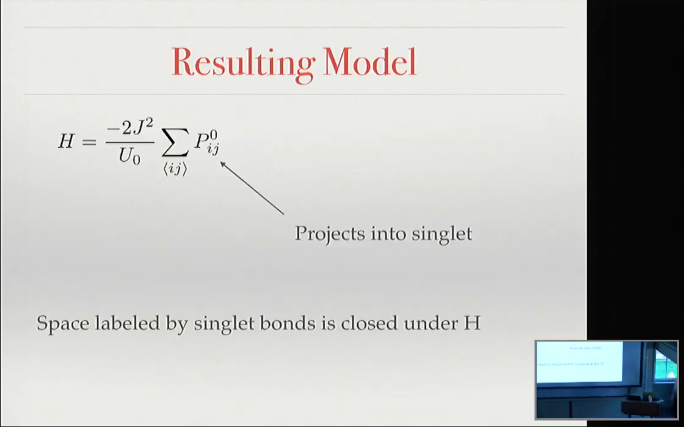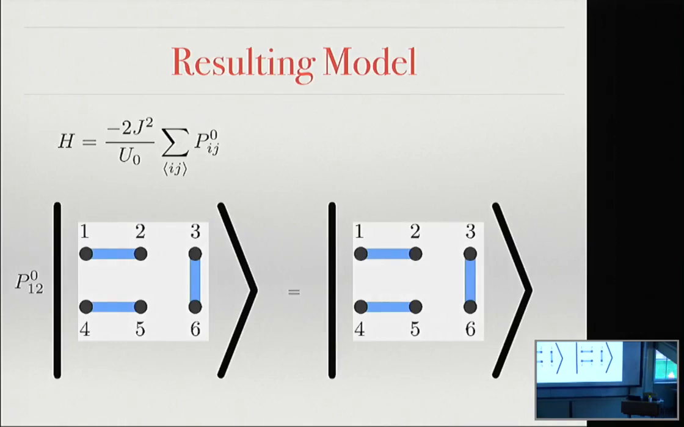Okay. Anyway, if you allow me to do this and get to where we only have this attractive interaction in the spin singlet channel, then for this model, this Hamiltonian, the space of singlet bonds, labeled by these singlet dimers, is going to be closed under this Hamiltonian. I'll show you a little bit how that works. I'll just use a set of 6 sites. This is enough that I can get my head around it.